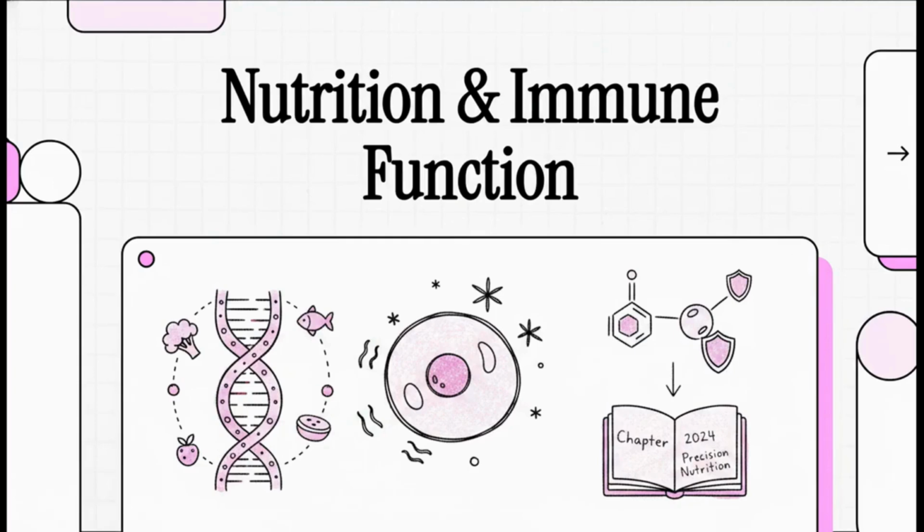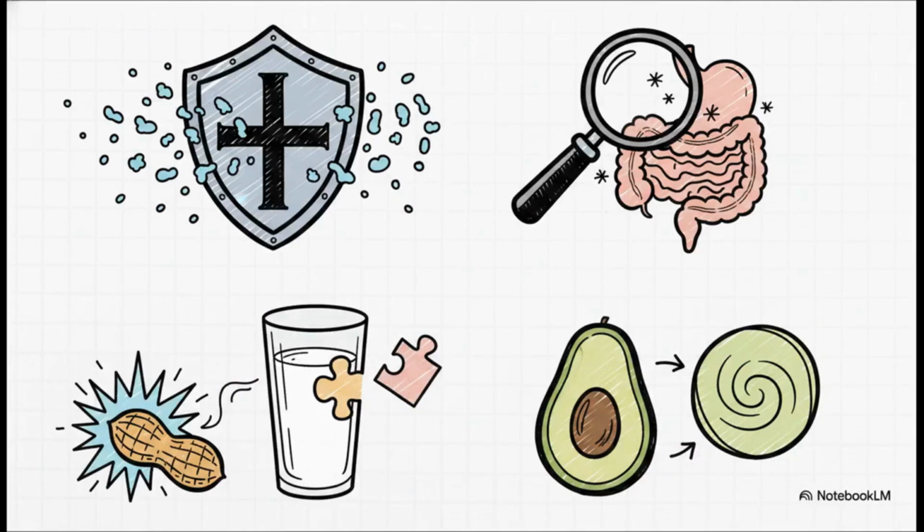Welcome to this explainer on precision nutrition modulators of allergy and immune function. We have four main learning objectives for this session. First step, we need to differentiate innate and adaptive immunity.